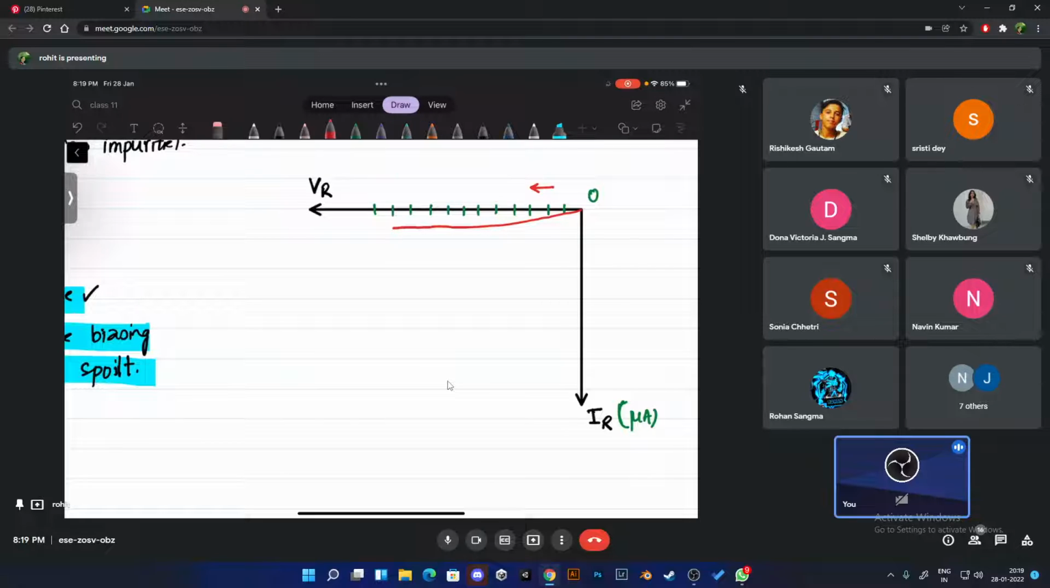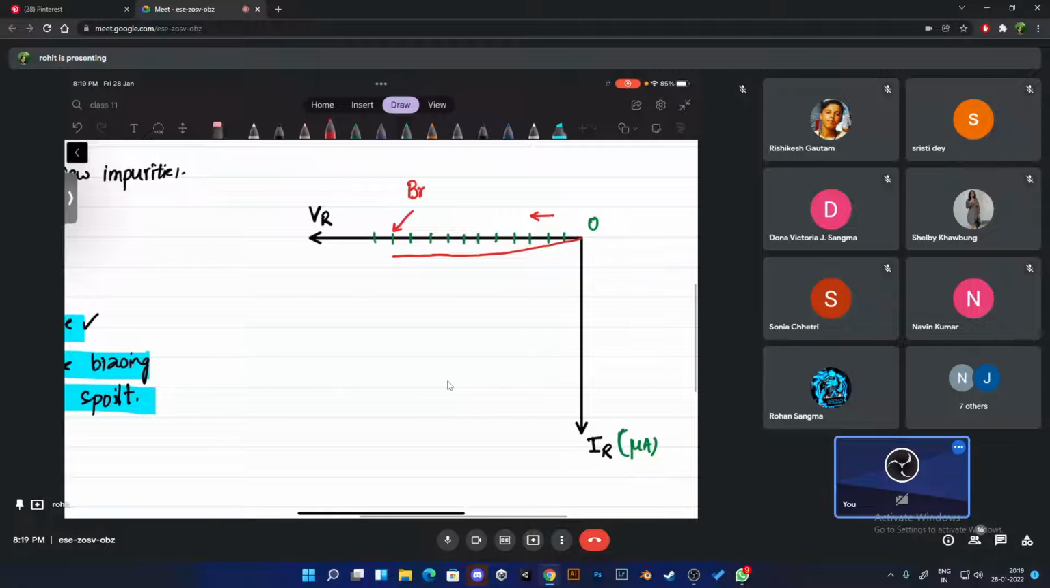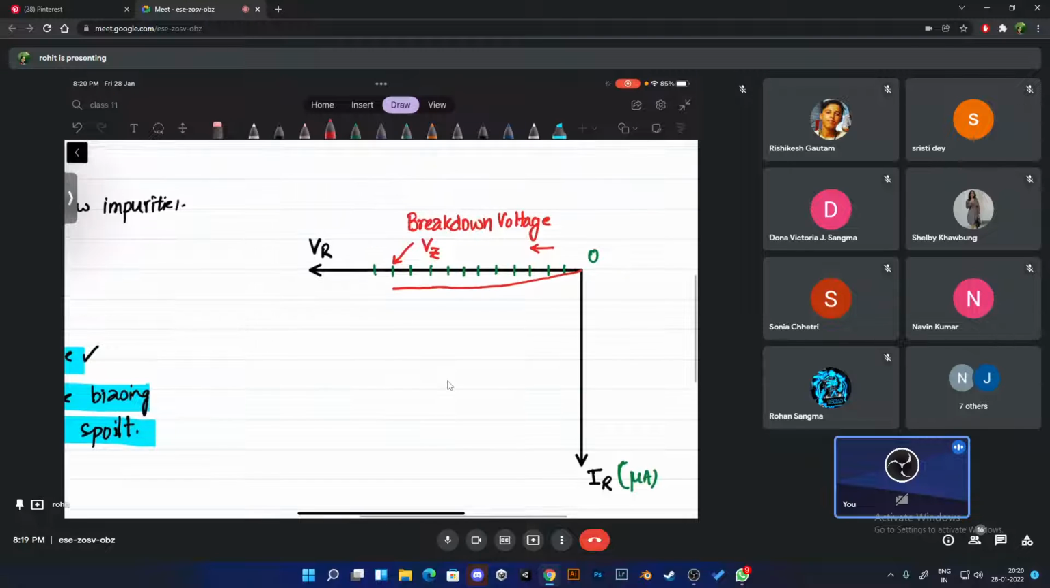But a time will come. What will happen after reaching a certain voltage? This voltage has a name. We call it the breakdown voltage in reverse biasing, denoted by VZ. Another name is the zener voltage. What happens when we reach that voltage? In the depletion region, will the bonds still be intact, or is this voltage so large that it can break the bonds?